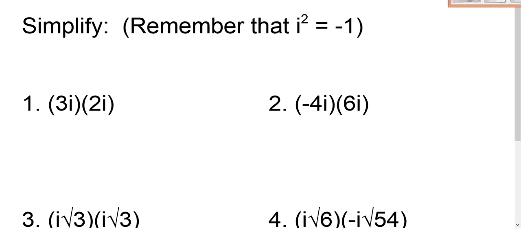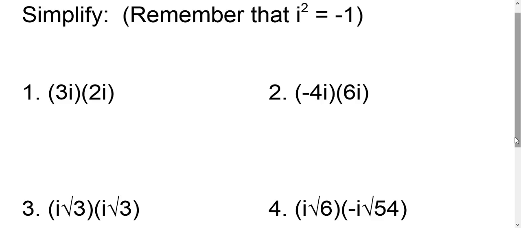So from yesterday, we talked about how you can multiply imaginary numbers. We did a lot of squaring imaginary numbers, that sort of stuff. But i squared equals negative 1 is the big idea from that. Whenever you see i squared, you replace it with a negative 1. So you multiply these just like yesterday. 3 times 2, 6, and then i times i is i squared.